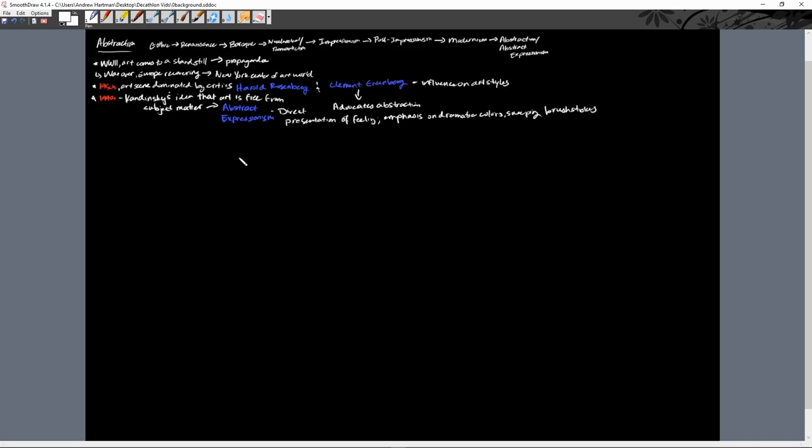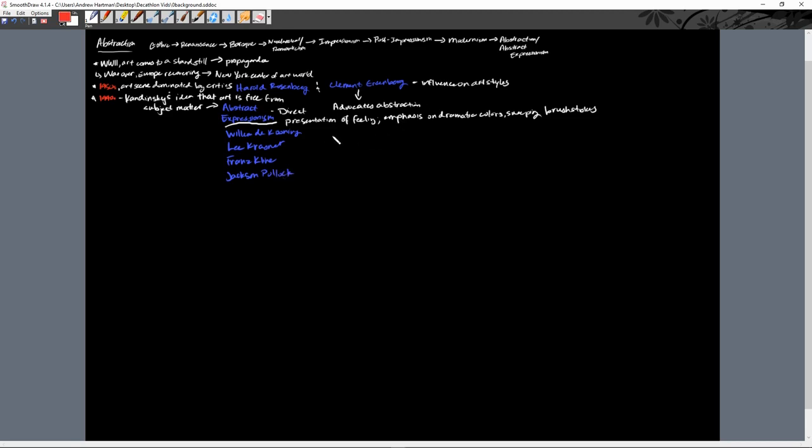Okay. And there were a lot of abstract expressionists. Let's go through some of them. Willem de Kooning. We have Lee Krasner. We have Franz Kline. And the epitome of this style, or at least of the action painting style, which we'll talk about in a second, Jackson Pollock.